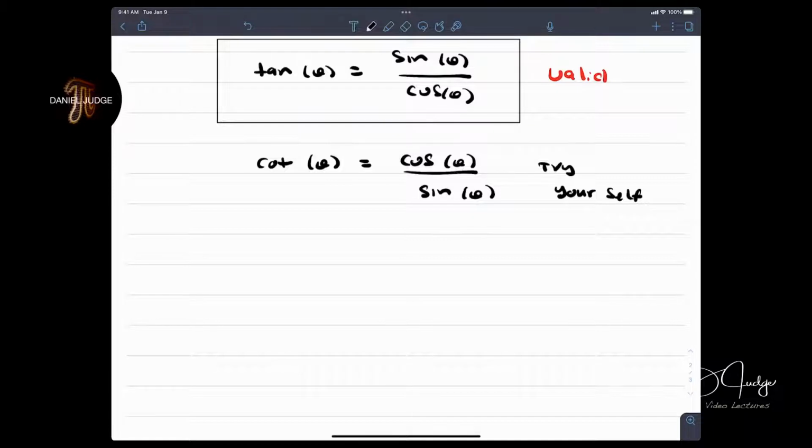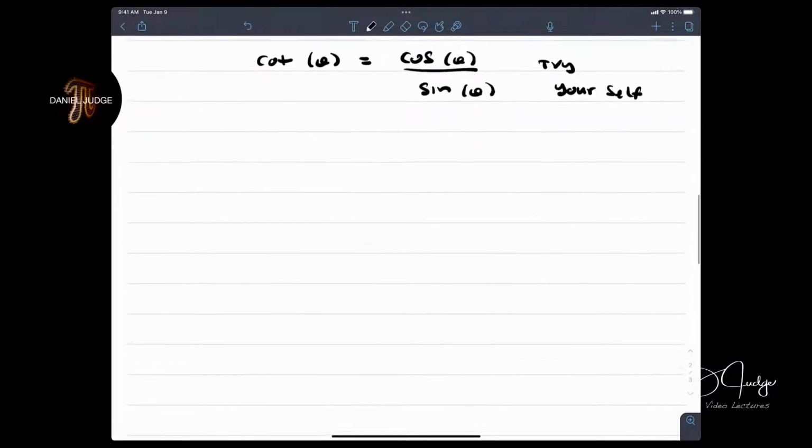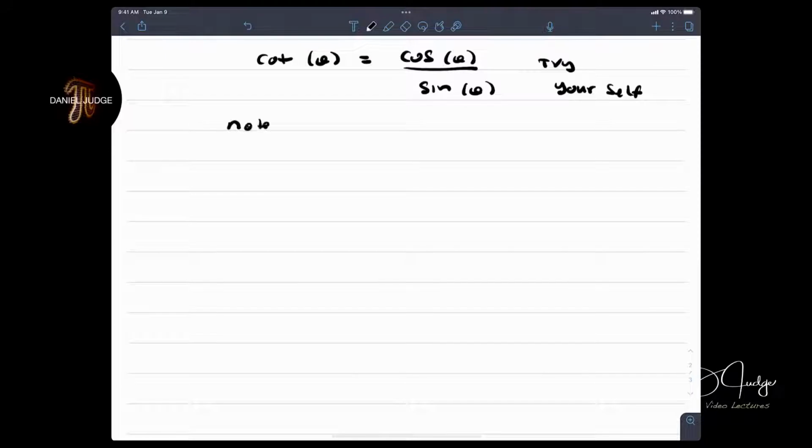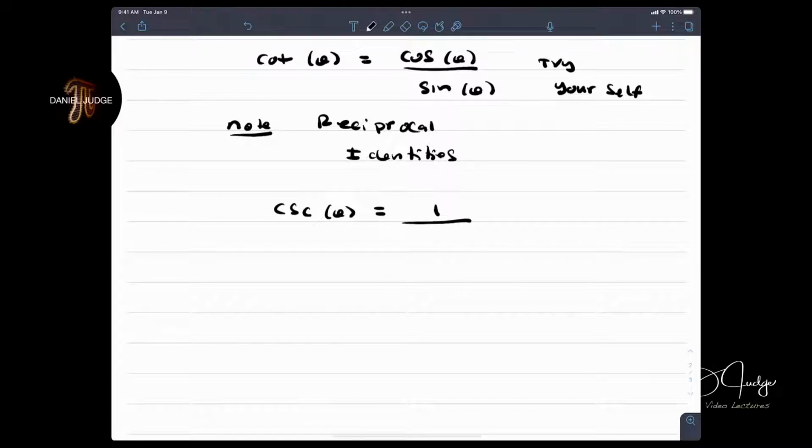Now, I'm going to go to some more identities. I want you to note that you do have the reciprocal identities. We have something called reciprocal identities. Like, for example, cosecant theta is 1 over sine theta. Okay, we have all the reciprocal identities.